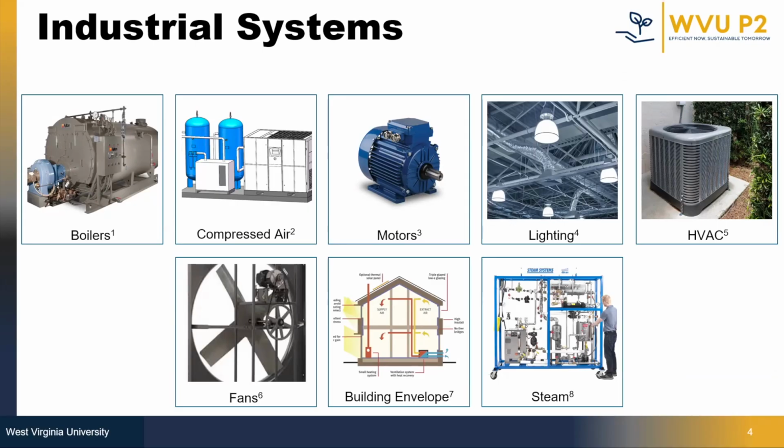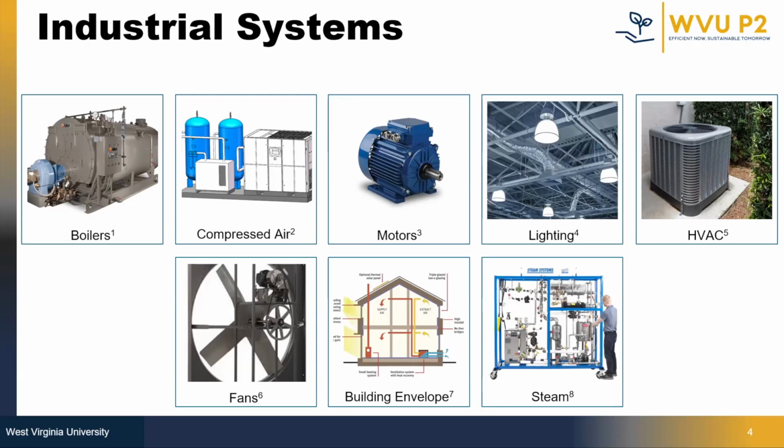So lightings are another industrial system. Lightings are not just lamps or fixtures, but they are also the controllers like the ballast, motion sensor, and the timers. Motors are the workhorses of industry, powering equipment and processes. Large facilities have hundreds or even thousands of them. Fans are used for ventilation, cooling, and air control.